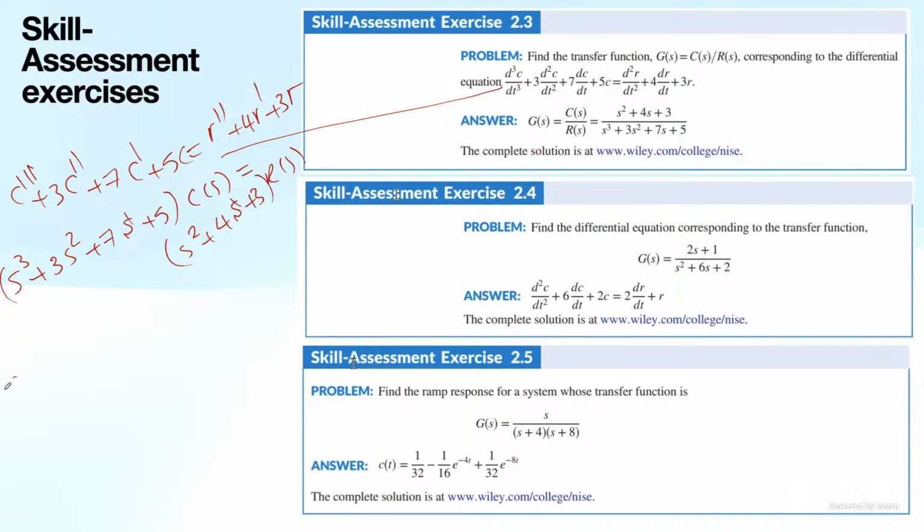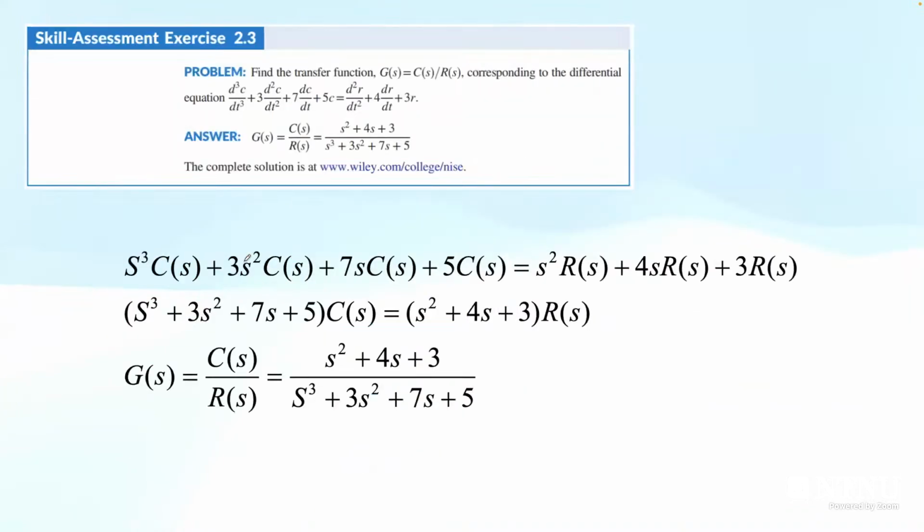We need to get the transfer function, so G of S will be the output, which is C of S, divided by R of S. So C of S divided by R of S will be S squared plus 4S plus 3 divided by S cubed plus 3S squared plus 7S plus 5. So it will be like this one. We can see the solution here in the next page. So we have this transfer function.